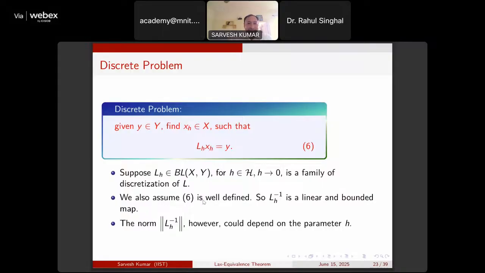So we also assume that it is well posed, in the sense that L_h inverse is a linear and bounded map. The norm of L_h inverse, however, could depend on the parameter h. So this may have a unique solution, but the problem would be that L_h inverse will depend on the mesh size h. Those who work in numerical analysis know that if it depends on h, then it's very difficult to have convergence.